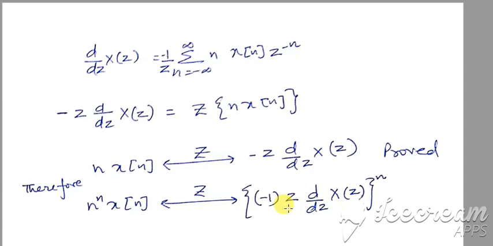Therefore, we can also write that if n raised to the power n into x[n] is there, then its z transform will become minus 1 into z d by dz of X(z), whole power n.